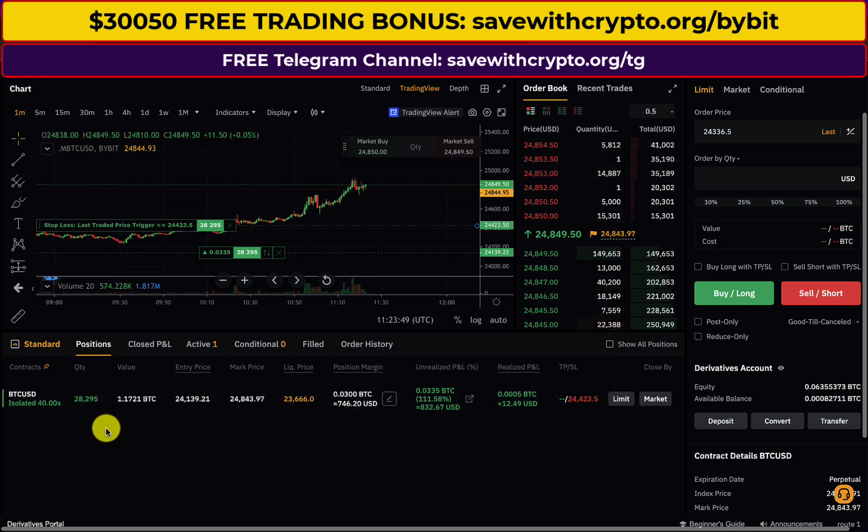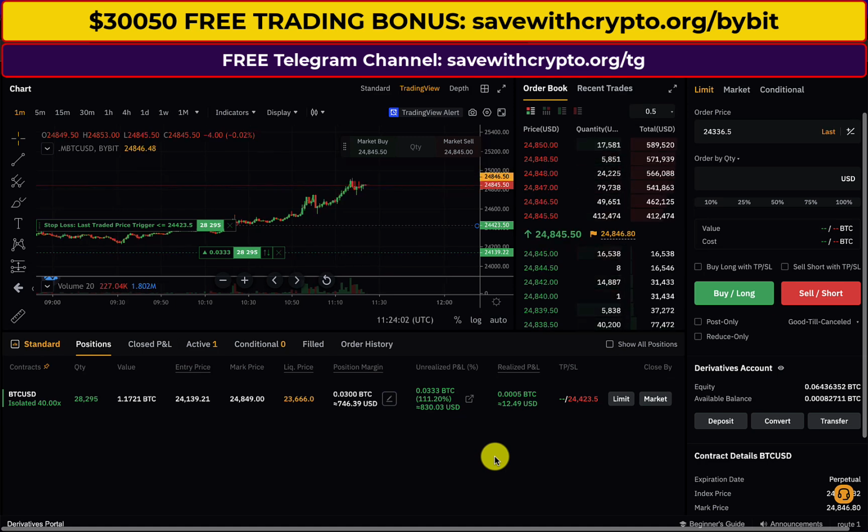But I did it on 40x leverage, which is pretty insane, really. And I was actually only playing with $750. And now $831 in profit, which is 111%, which is great, isn't it? This is the sort of thing I want to achieve with the challenge account.